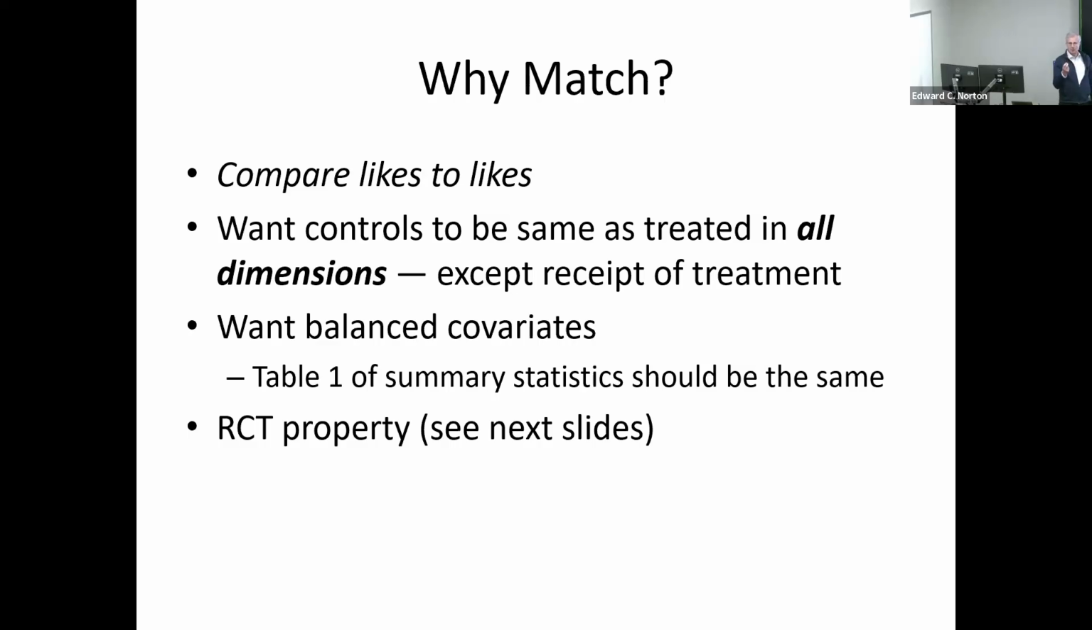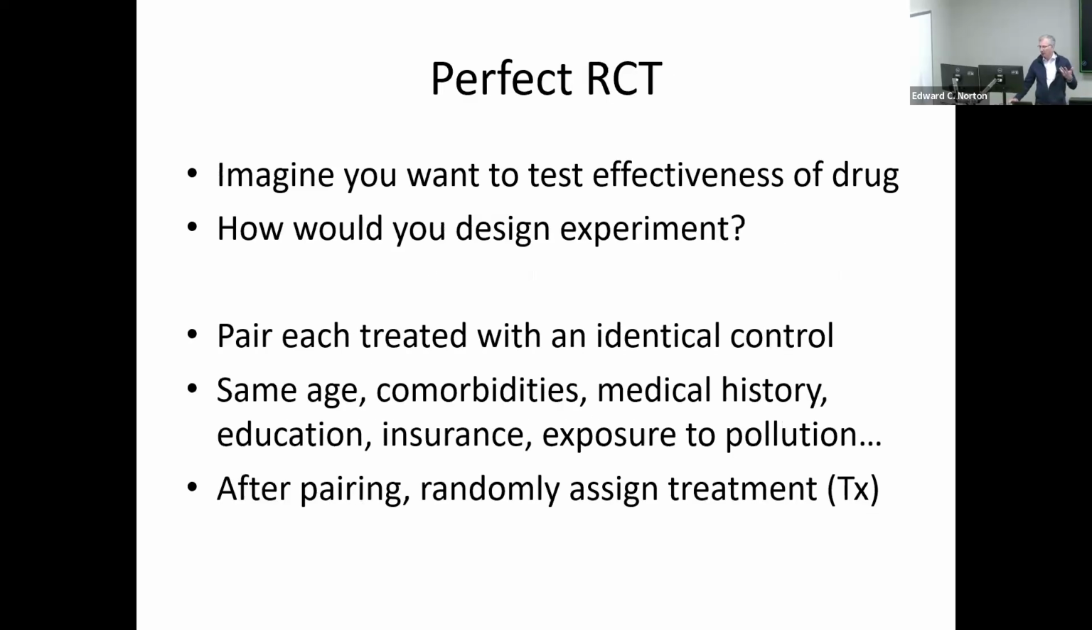Two other more specific ways to explain this is, one, we want balanced covariates. So think of a table one of summary statistics. And so you have summary statistics for the control group, summary statistics for the treated group. We want those summary statistics to be as close as possible, right? And if they are the same, then we say we have good balance covariates. Another way that I like to think about this is what I call a randomized controlled trial property of running a regression. So let me try and explain what that is.